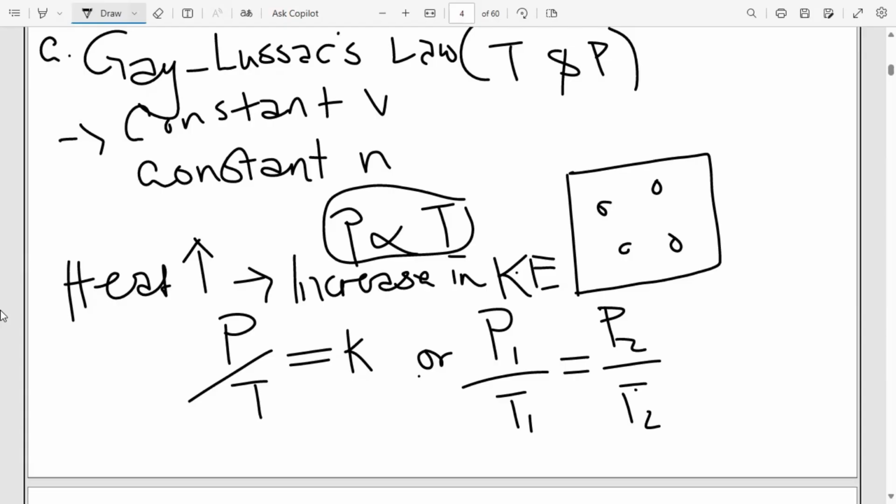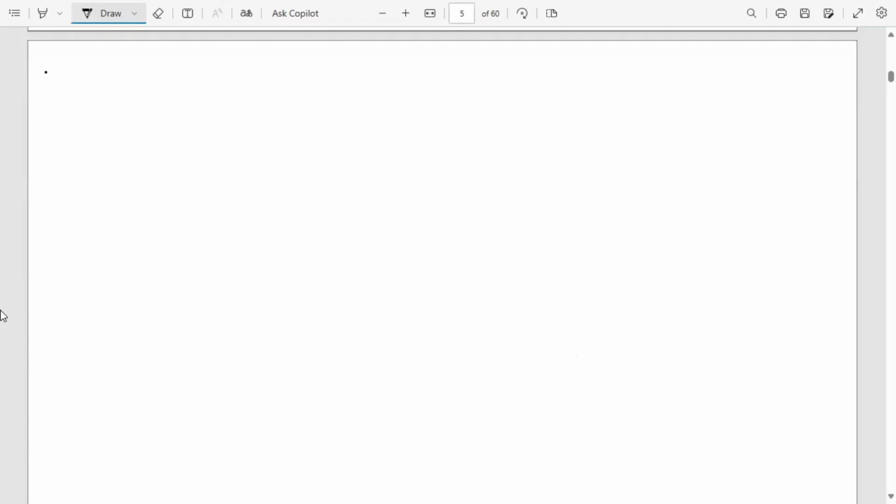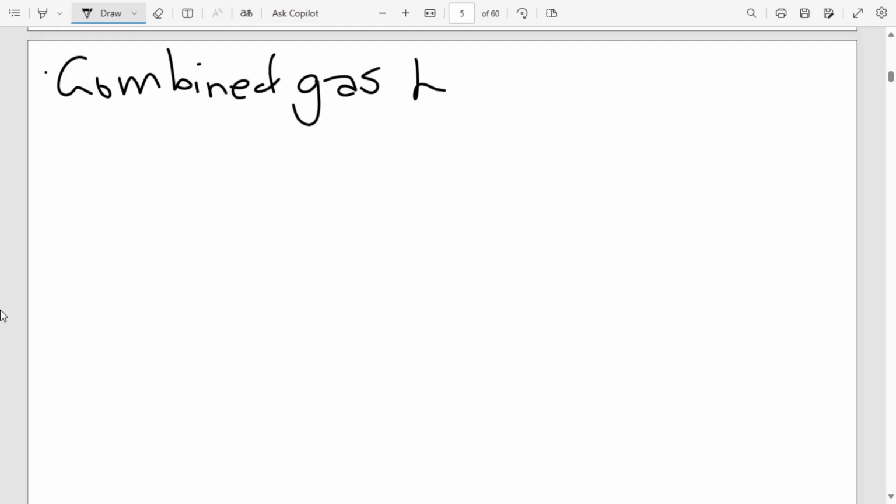So we've talked about the three gas laws, where we've talked about the Gay-Lussac's law relating pressure and temperature. We've talked about the Charles law, which is relating volume and temperature, and we've also talked about the Boyle's law, which is relating pressure and volume. Now, what can we do? We have to know that we can combine these three laws that we've just talked about, and we're going to come up with one law from these. So we can say combined gas law.